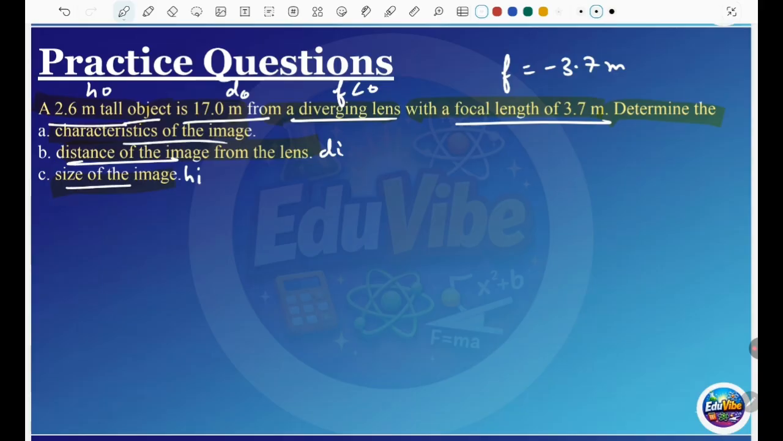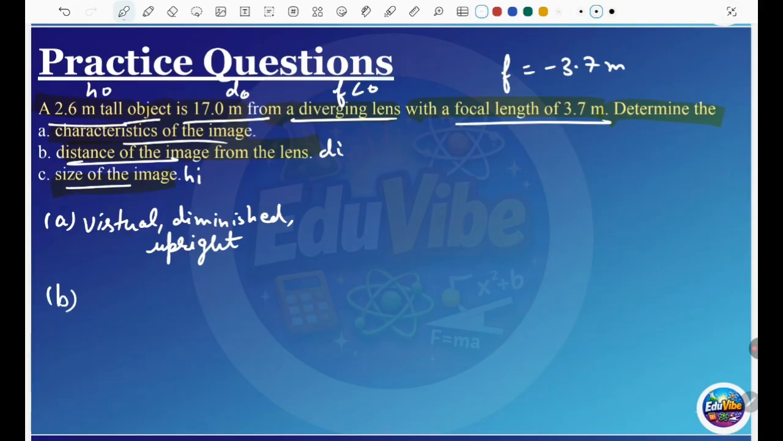For the characteristics of the image, a divergent lens always has the same characteristics: virtual, diminished, and upright image. These are the same for the divergent lens always. For the next part, you have to find the DI.